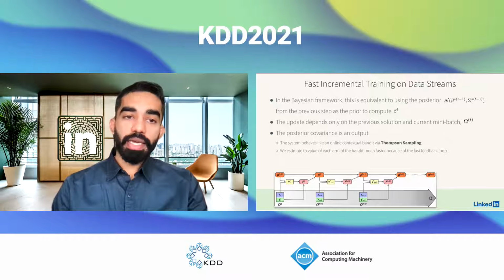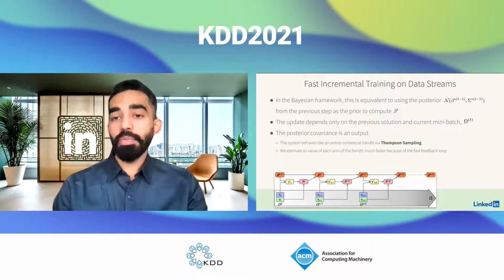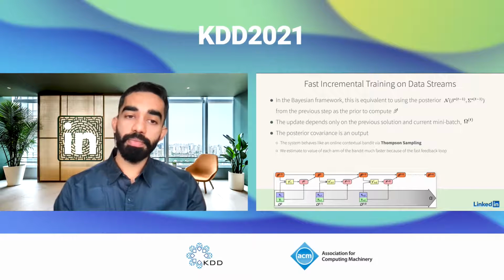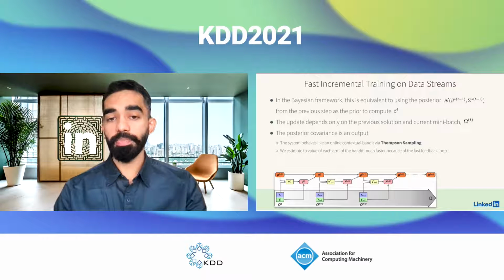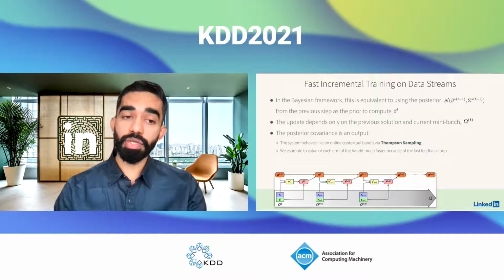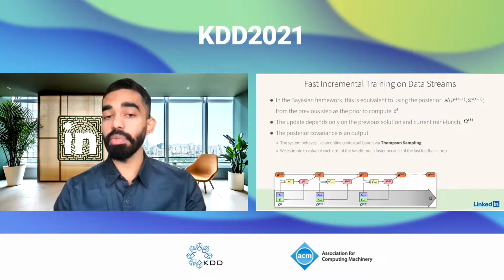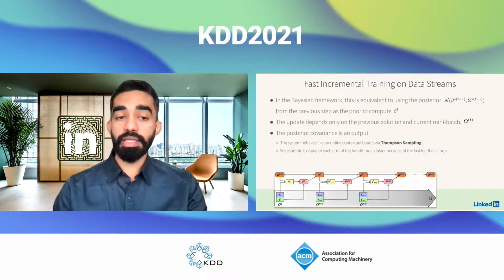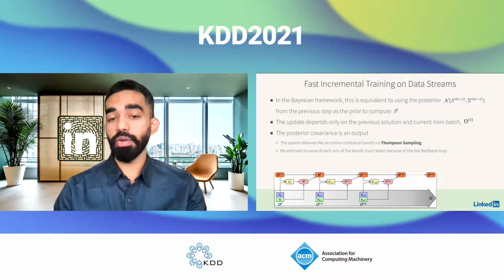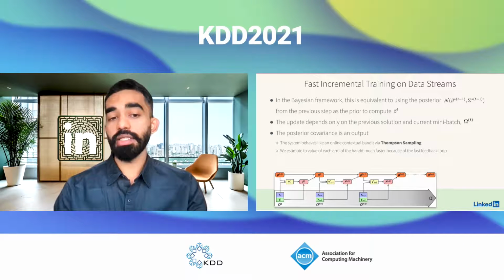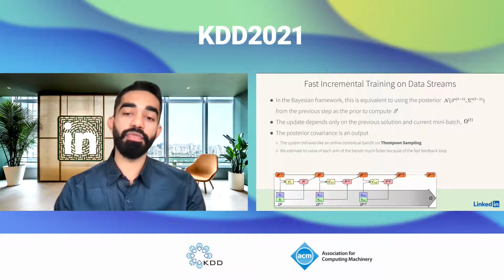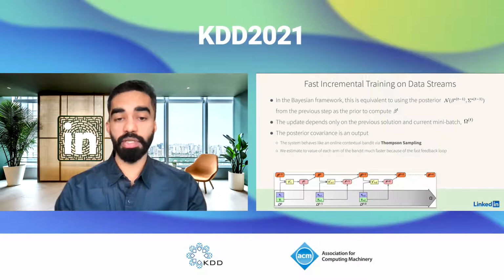What this means in a Bayesian context is this is equivalent to using the posterior of time t-1 as the prior to compute the parameters for time step t. As I mentioned, the update only depends on the previous solution and the current mini batch. Now, since the posterior is also Gaussian, the posterior covariance is also available in the output. This system now behaves like an online contextual bandit via Thompson sampling, where the system estimates the value of each arm of the bandit much faster because of a fast feedback loop. So there is another application for this system in reinforcement learning.